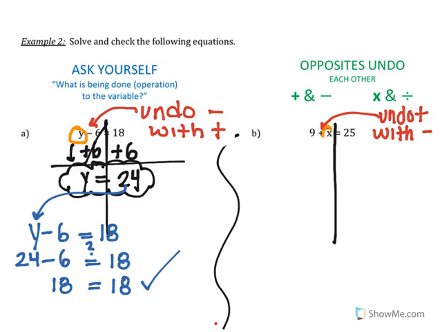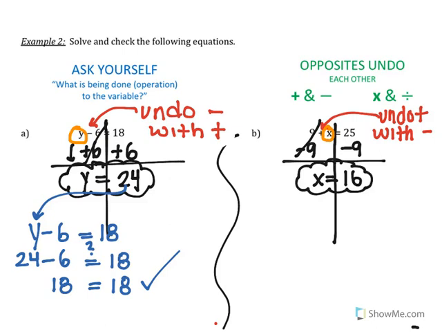So my goal is to get x by itself. So I'm going to minus 9 from both sides since that's what I want to get rid of so that the x is by itself. 9 minus 9 is 0, so these cancel out. And you're left with x is equal to 25 minus 9, which is 16.